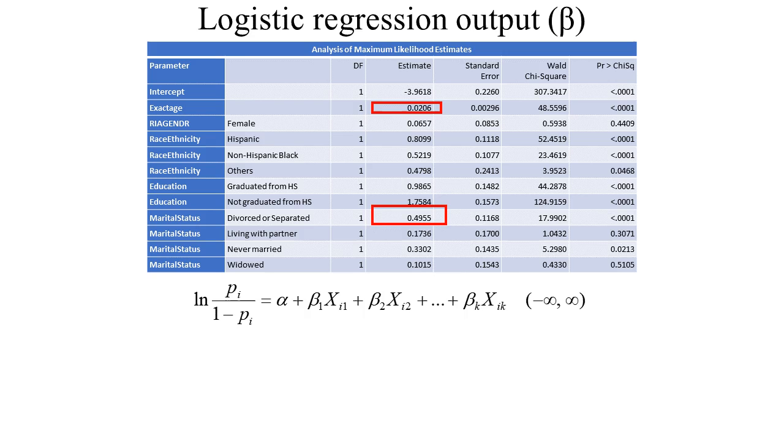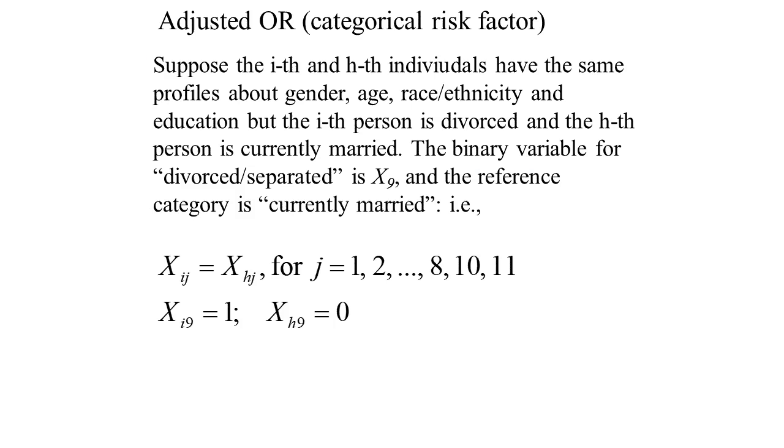Beta for the divorced or separated is 0.4955, as indicated in the red rectangle. The reference category is currently married, and e to the beta, that is, e to the 0.4955 power, is 1.641, which is the estimated odds ratio of being self-reportedly unhealthy between those who are divorced or separated and those who are currently married, adjusted for gender, age, race, ethnicity, and education. Why is this number, 1.641, considered an adjusted odds ratio?